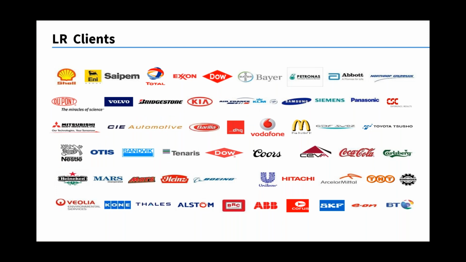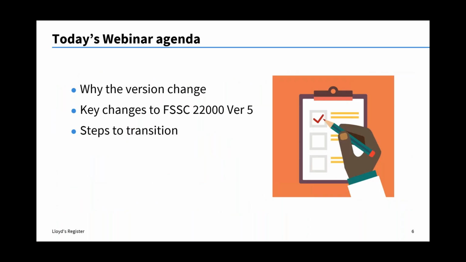So coming to today's agenda, we would have three topics. One is why the version change happened, what are the reasons behind them. We'll discuss the key changes to FSSC 22000 version 5, and we'll also discuss the steps to transition. So let's start with why the version change.